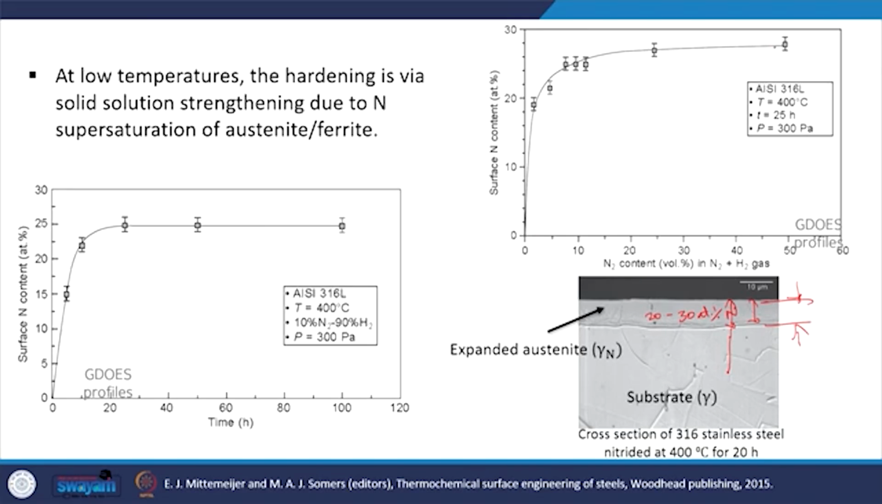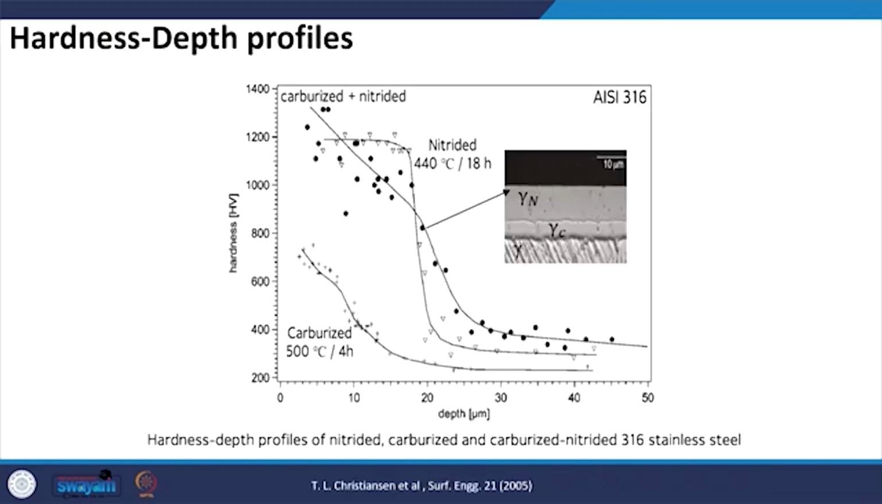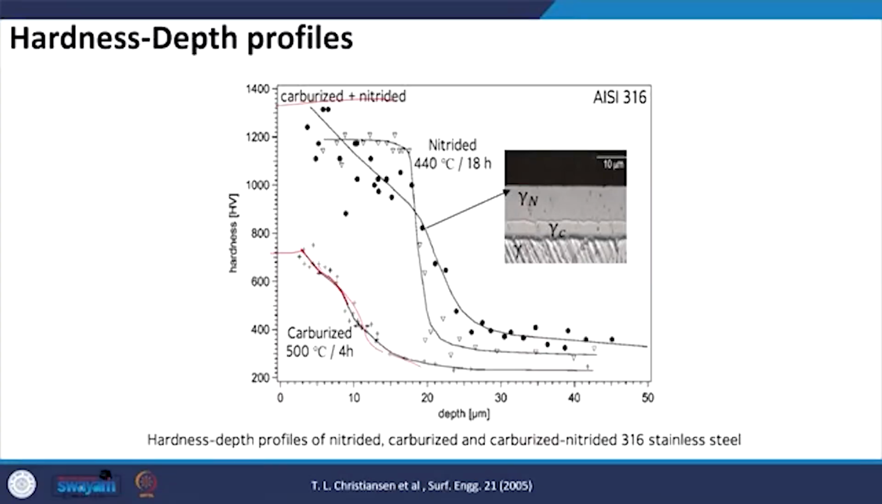You can see the effect of gas composition on the surface nitrogen content, which was already discussed in the last slide. This is also the surface nitrogen content, and how it is changing with time. A typical hardness depth profile, that means how the hardness varies as I move into the material, is shown here. The hardness at the surface is about this value, and it drops down as I go inside, because it is a diffusional treatment. You are introducing nitrogen from the surface, so the highest value will be at the surface. You can see here carburized and nitrided, and then the nitrided case, how the different aspects can be realized.